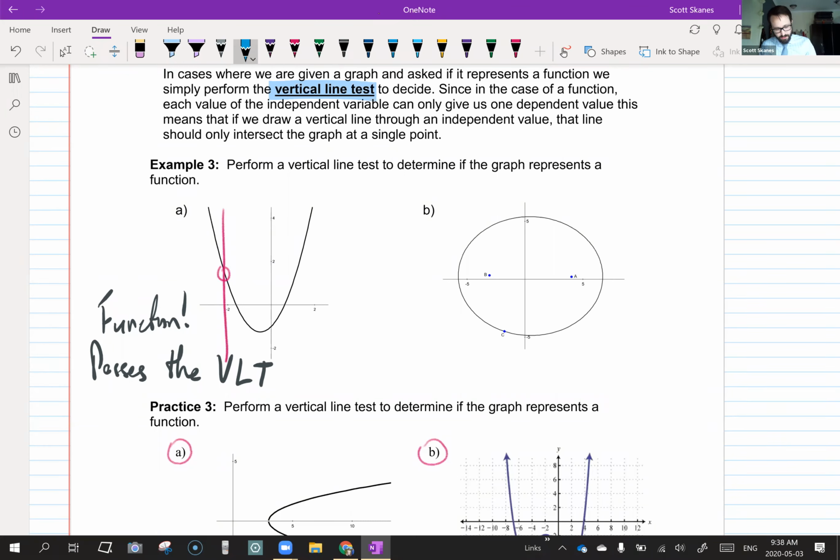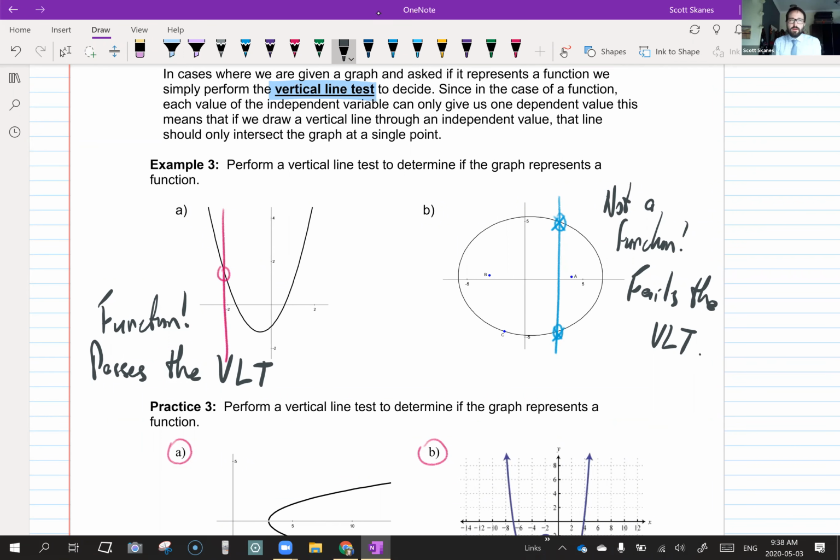So let's draw another line through this. I'll draw a blue line. Right away, the first line I chose, it's a vertical line. It touches at 2 points. It's not a function. It fails the vertical line test. So draw a line, hit once, pass. Draw a line, hit 2 times, or 3 times, 4 times, fail.